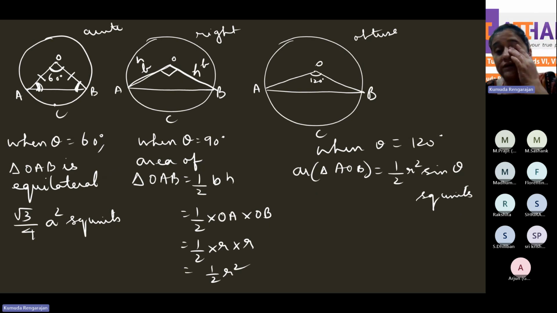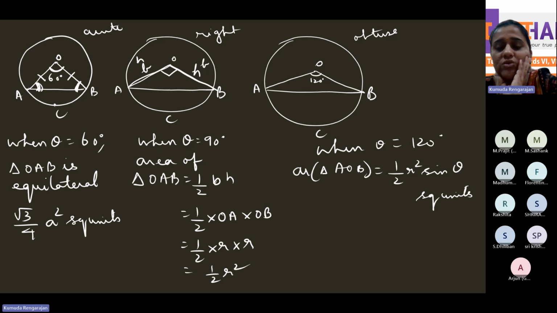So when theta is 120 degrees, it's an obtuse triangle, and the area of triangle AOB is equal to half R squared sine theta. Half into R square, R is the radius. Sine theta, theta is the angle at the center. Theta is 120 degrees. So how do you take the value of sine 120? Sometimes it's not given to you. The sine of 120 degrees is not given to you.